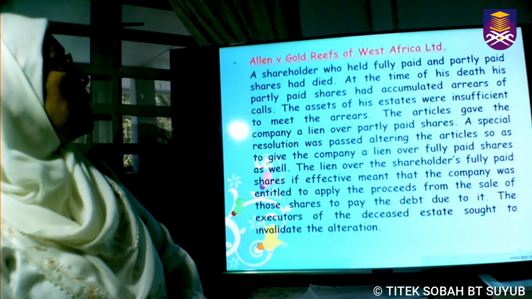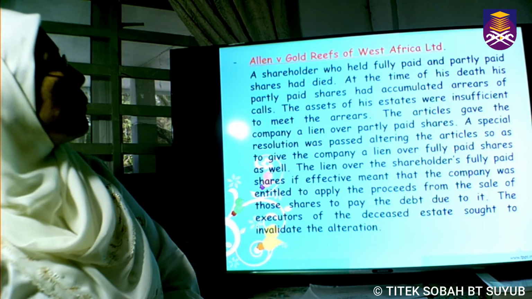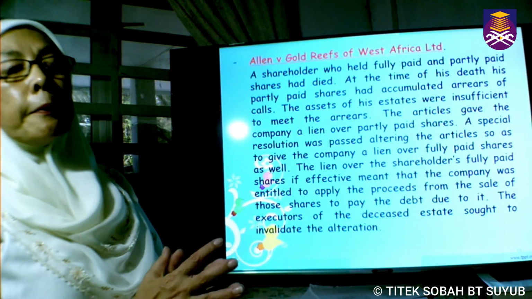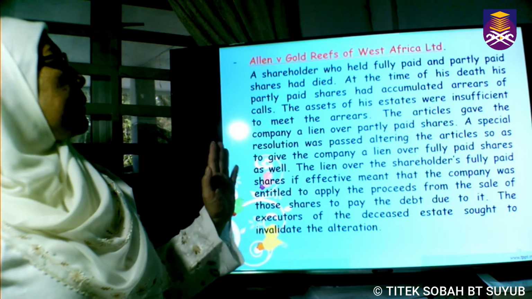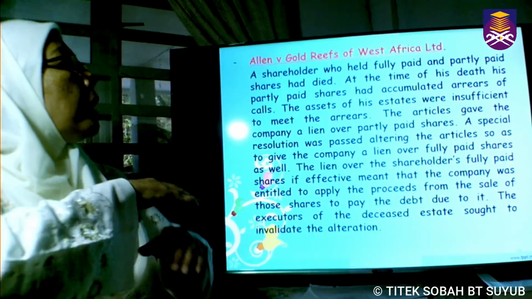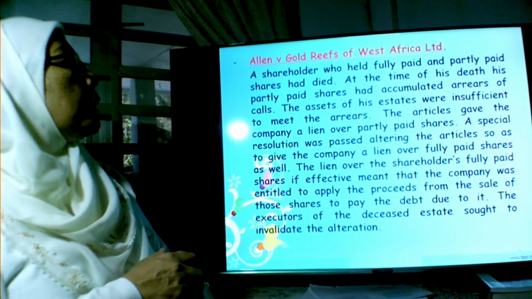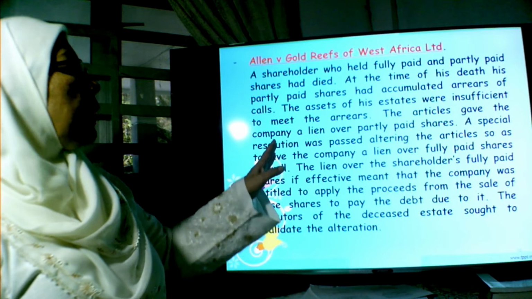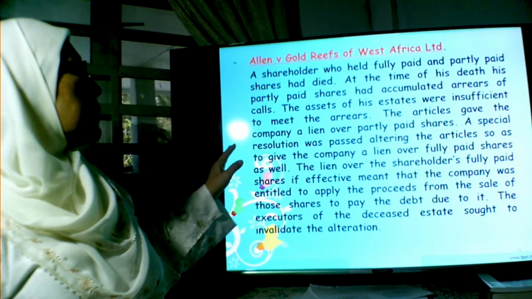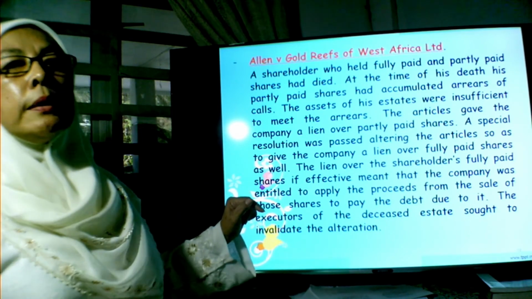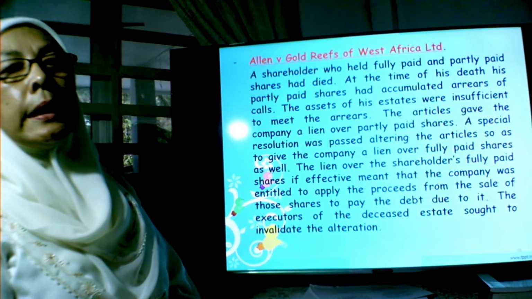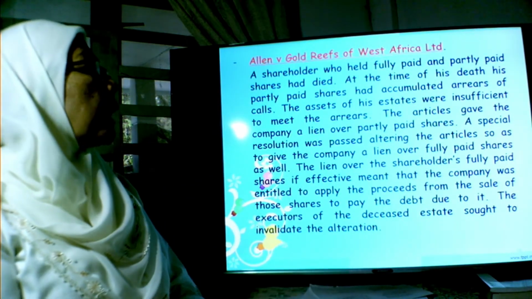So in the case of Allen v Gold Reefs of West Africa Limited, what happens is that this shareholder had fully paid shares and partly paid shares, and then he died. At the time of his death, his partly paid shares had accumulated arrears. Banyaklah tunggakan kan. Dia tak bayar tu, banyak tunggakan dia. Lama-lama dah jadi menimbun, jadi banyak. It can accumulate. So the assets of the estate were insufficient to meet the arrears. Aset-aset dia ada, tak cukup untuk bayar tunggakan tersebut. Then the articles gave the company a lien over partly paid shares. So for the shares which have not been paid, the company can actually exercise a lien. Tahan lah share tu yang tak bayar lagi tu.